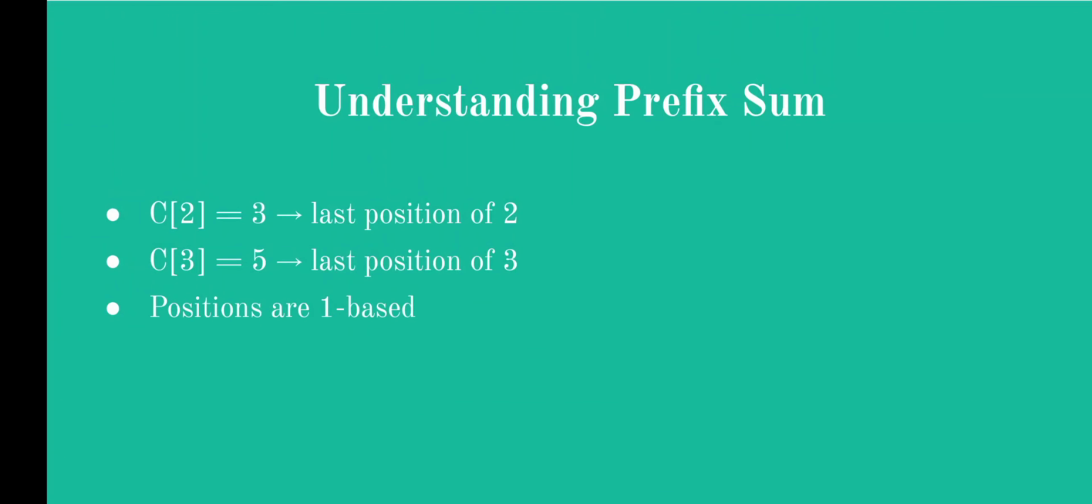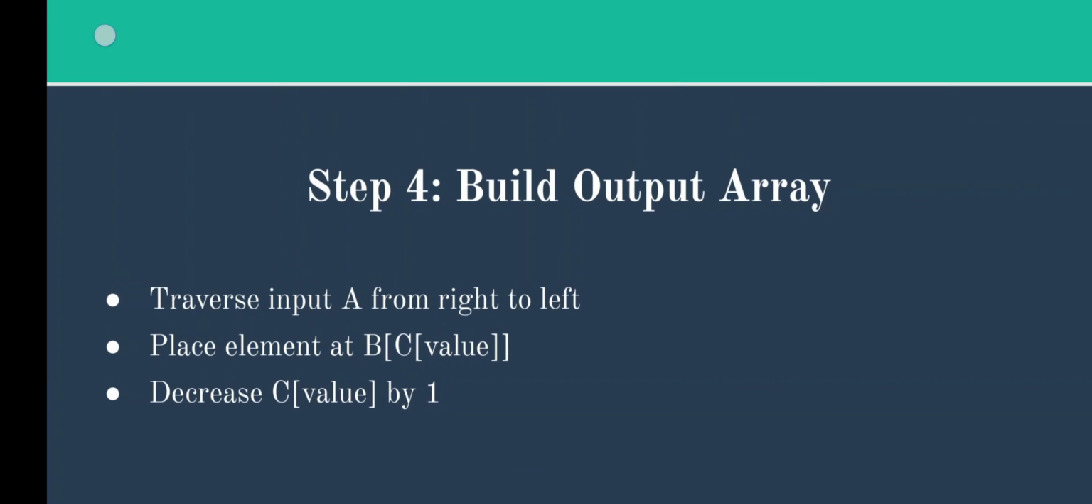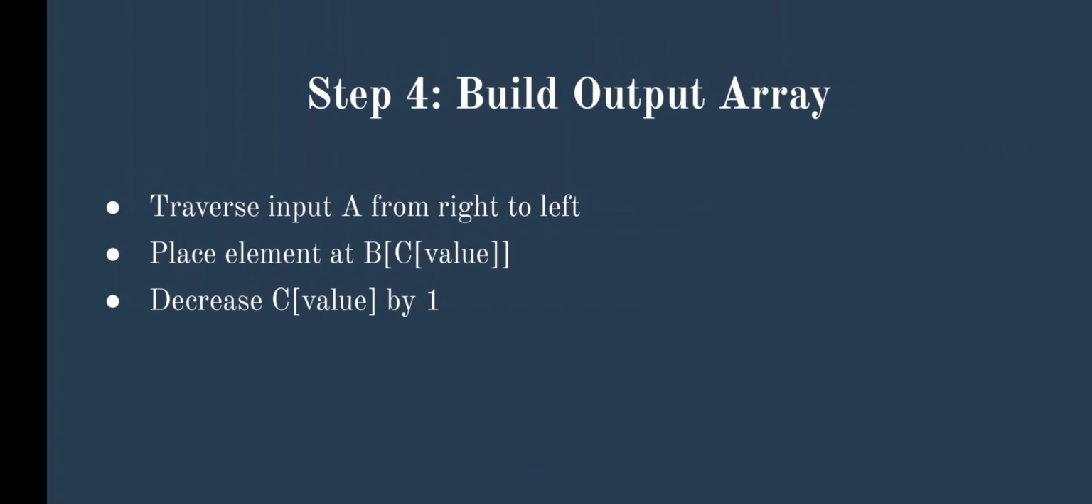Yeah, in the next step, we are just elaborating how we are making use of prefix sum. So C2 equal to 3 means last position of 2. C3 equal to 5 means last position of 3. And positions are 1 based. And in the next step, we will build the output array.